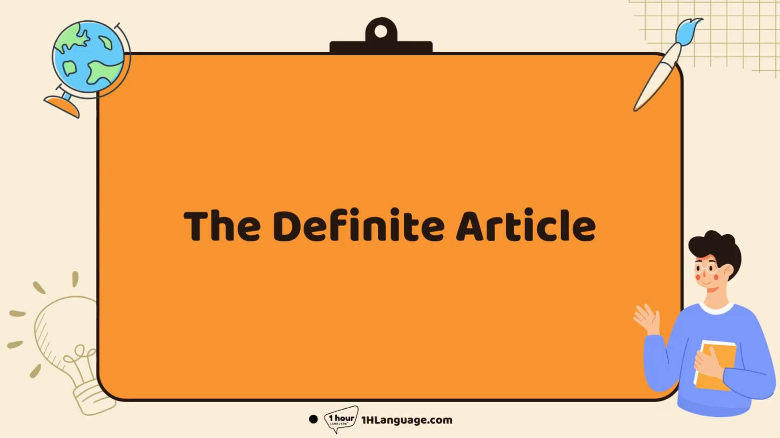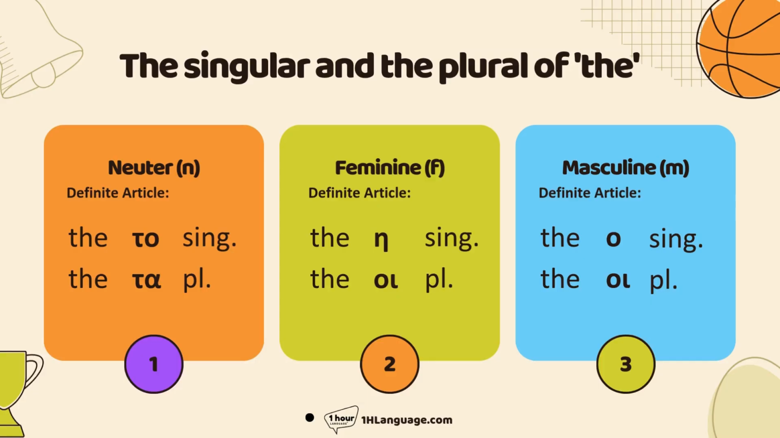Now, I already explained to you what an article is. Let's take a look at how they work. Again, we have the three genders, neuter, feminine, and masculine. We are going to discuss the definite article the for the purposes of our vocabulary lesson. Let's look at some examples. Let's take a look at the word the in all three genders. So for neuter, the word the for singular is to. The plural is ta.